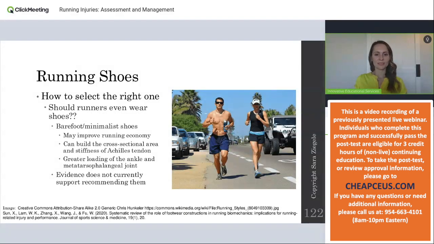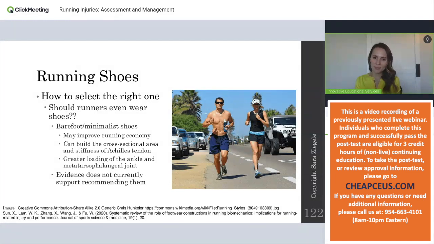Kind of poses the question of, should runners even be wearing shoes? Is this whole shoe question kind of a moot point? There was a big barefoot minimalist shoe movement maybe about 10 years ago. And they found that it could improve the running economy and it could build the cross-sectional area and stiffness of the Achilles. However, the flip side of that is it also increases the loading of the ankle. It also increases the loading of the metatarsal joint.